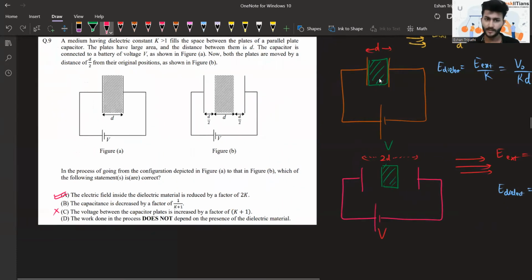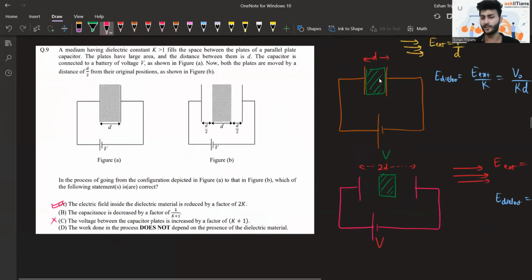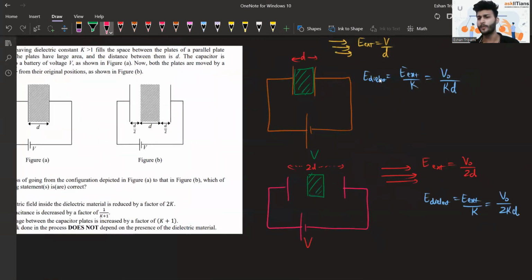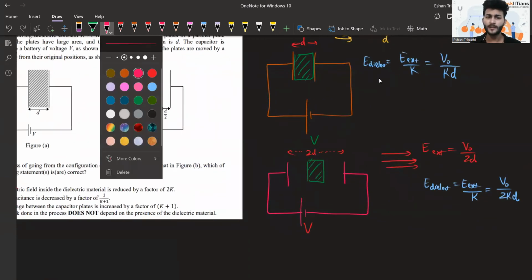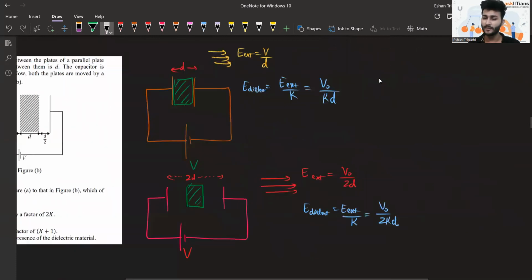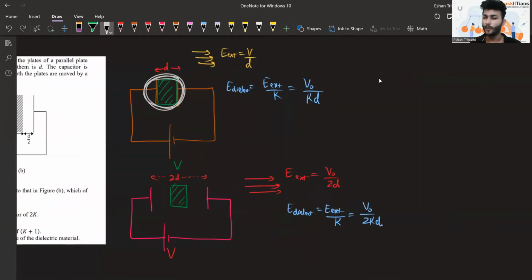Then moving to the second part, which is capacitance relation. Has capacitance increased, decreased, or what exactly has happened? This is quite a simple, general kind of question that they ask in JEE Main also, JEE Advanced also. What is going to be the capacitance earlier? Like C1, or let's write it Ci, the initial capacitance. So the initial capacitance is the general formula K A epsilon naught divided by d.